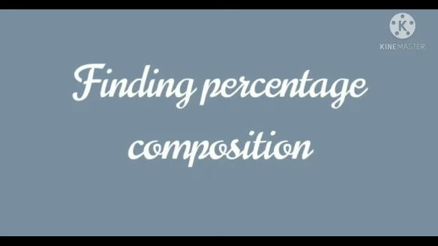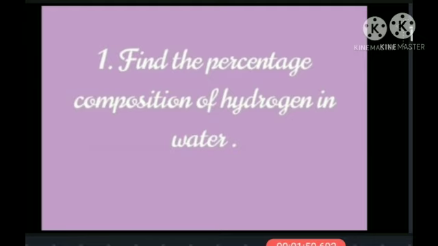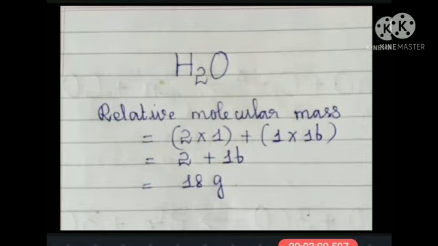Next, finding percentage composition. How to find out the percentage composition? First, let us find the percentage composition of hydrogen in water. So the water formula is H2O. In this water, we are going to find the percentage composition of only hydrogen.